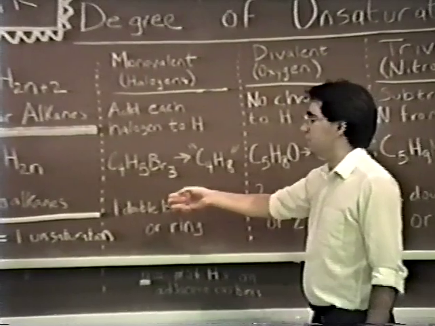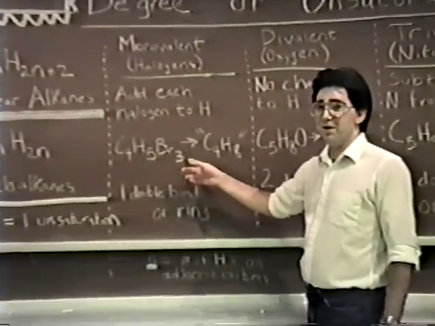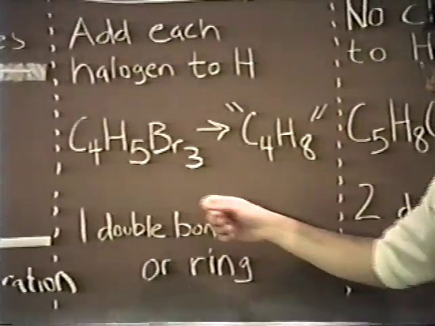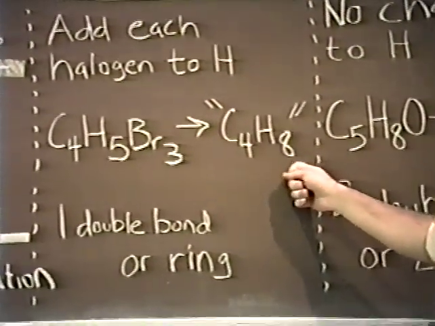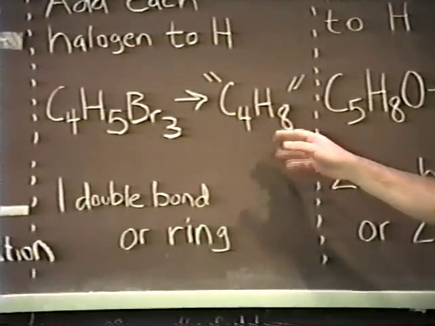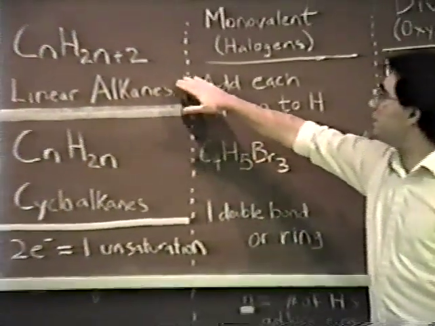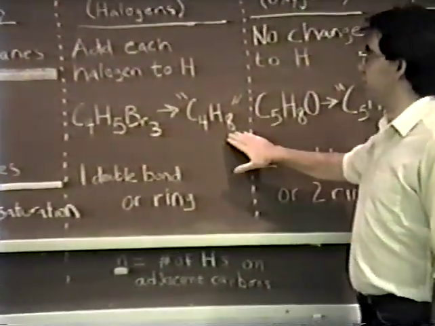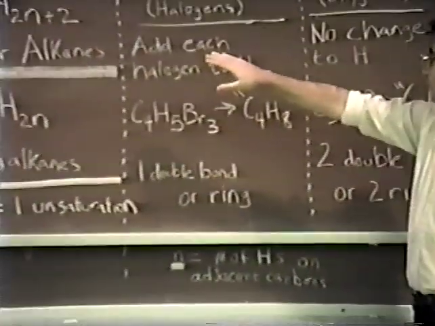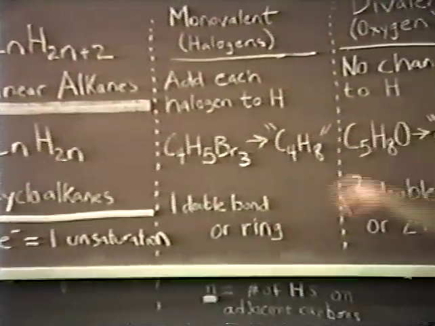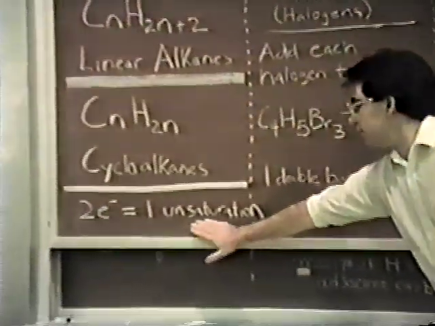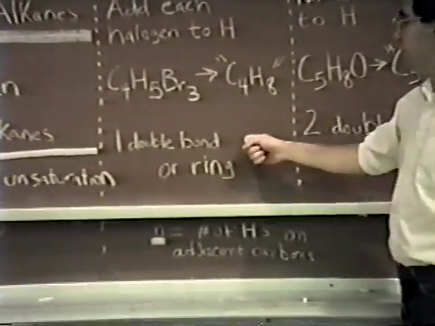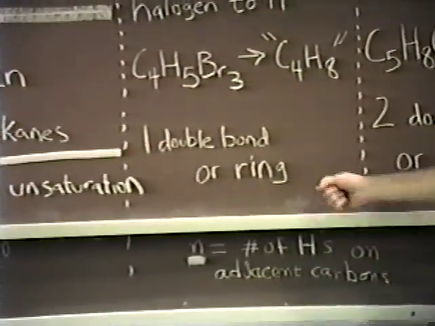For example, I've got a C4H5Br3. If I add these 3 bromines to these hydrogens, I get a total count of C4H8. When I look at this, and I compare it to this linear alkane here, I'm short 2 electrons over here, because if I had C4H8 over there, I'm missing 2 electrons. These 2 electrons are in an unsaturated situation. You've got a double bond or a ring.